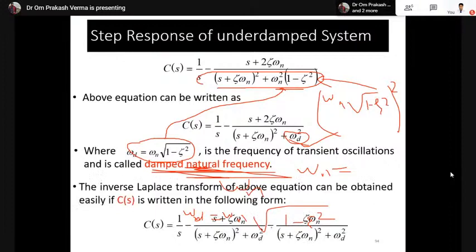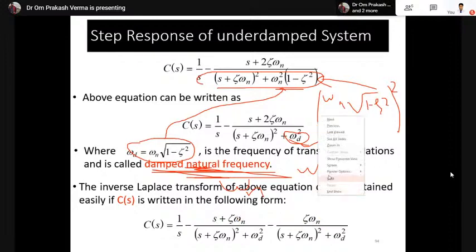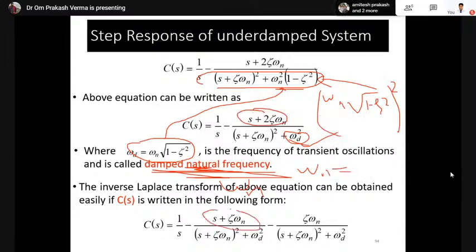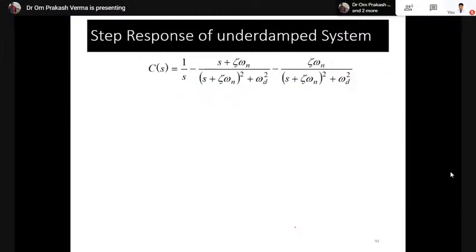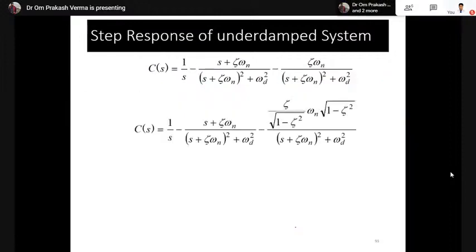Now we have to take the inverse Laplace transform of this equation. So how will we take it? See, 2 zeta omega n is written as zeta omega n plus zeta omega n, so s plus 2 zeta omega n is written as s plus zeta omega n plus zeta omega n. We just break up these values and then solve the equation.